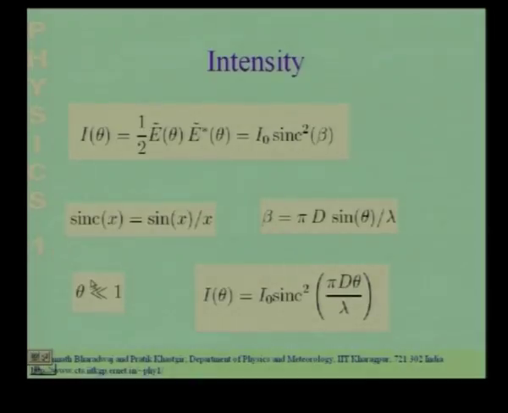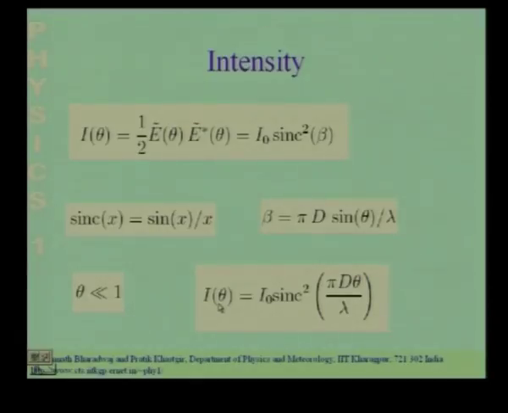In the situation where theta is much smaller than 1, the intensity pattern is a little simplified. You should remember that theta is in radians. So, when theta is much smaller than 1, beta is approximately pi d theta by lambda, and the expression for the intensity is I naught sinc square of pi d theta by lambda. Instead of sin theta, you can now write theta. So, this gives the intensity pattern on the screen in the situation where theta is small. We shall be considering this situation in the rest of this lecture.